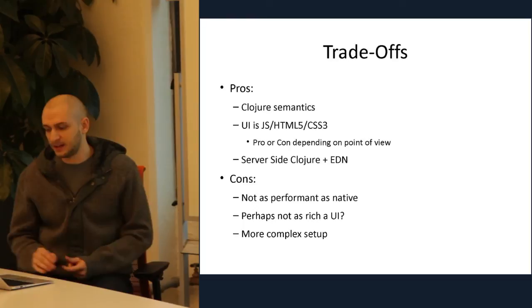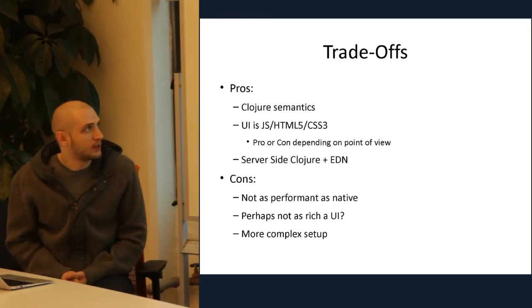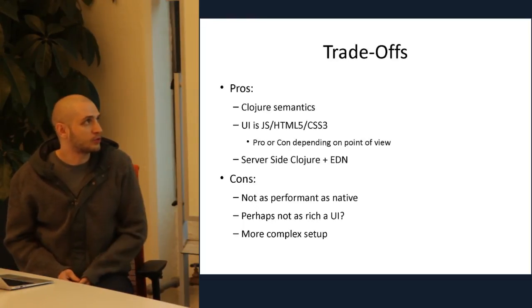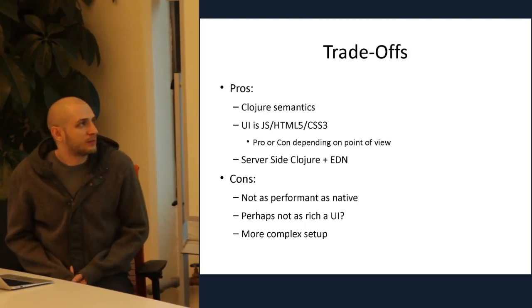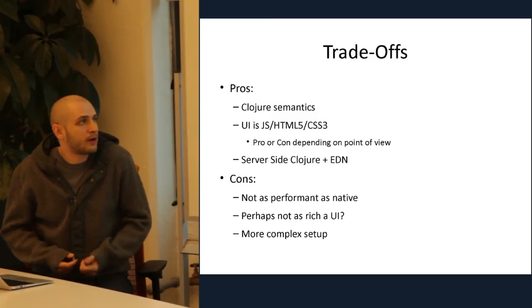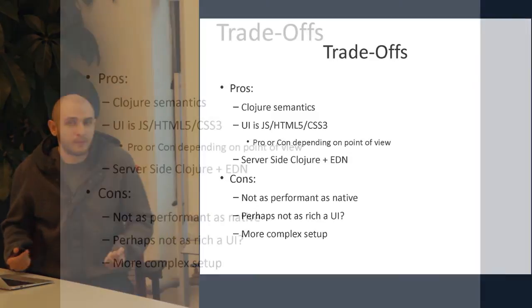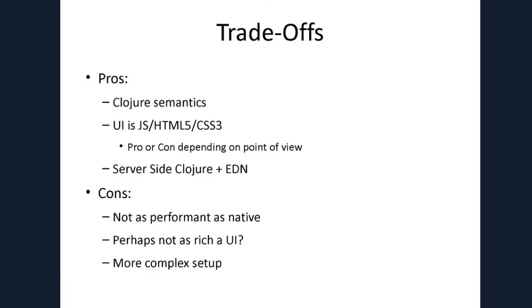All right, so these are, as I see them, just the basic trade-offs. You know, the obvious pros are you get Clojure semantics, and that's really cool. You know, the UI is in JavaScript, HTML, CSS. That is either a pro or a con, depending on your point of view. I don't know. I'm not sure. I don't build a lot of user interfaces. It's probably powerful, but probably has limitations.